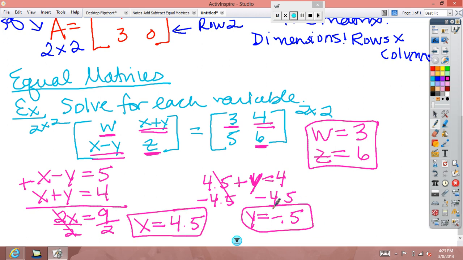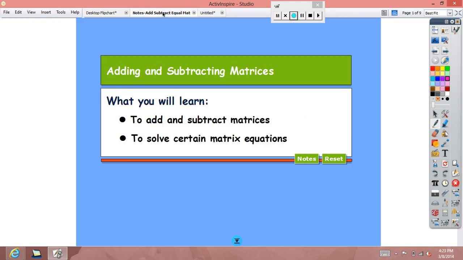Okay? So, with that, I can also add and subtract matrices, and multiplying is actually what we're going to look at in the next video. It's a little trickier. So we're going to learn to add and subtract and solve equal matrix equations. We just looked sort of at that, but we'll look at another example.